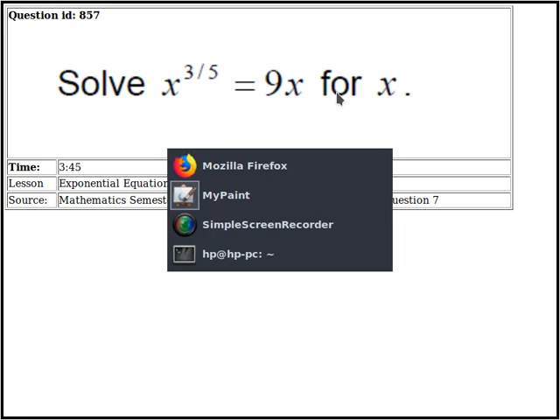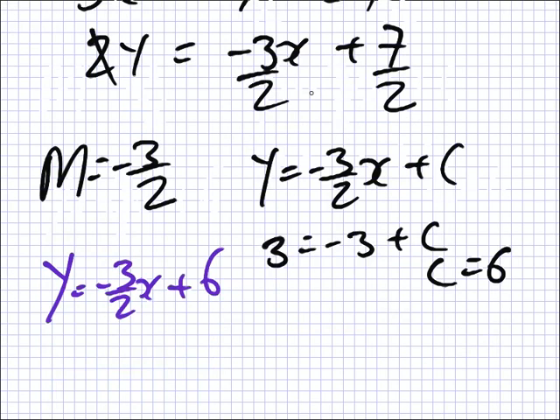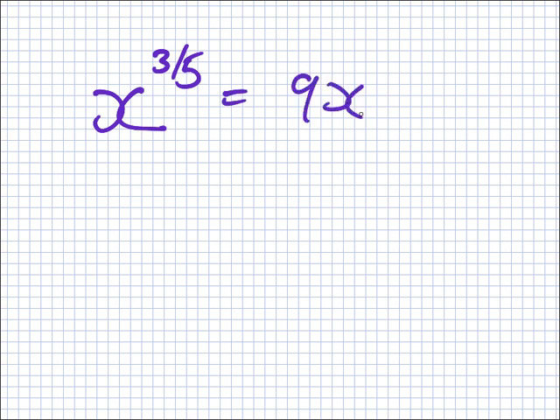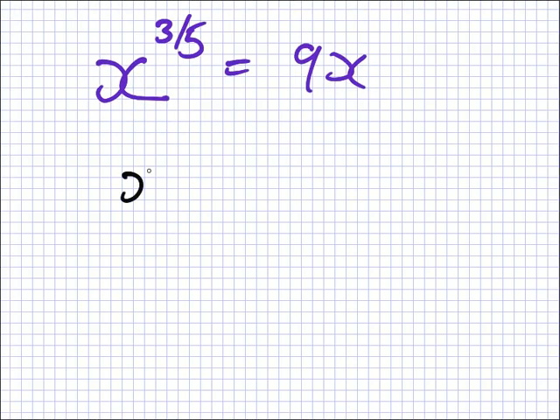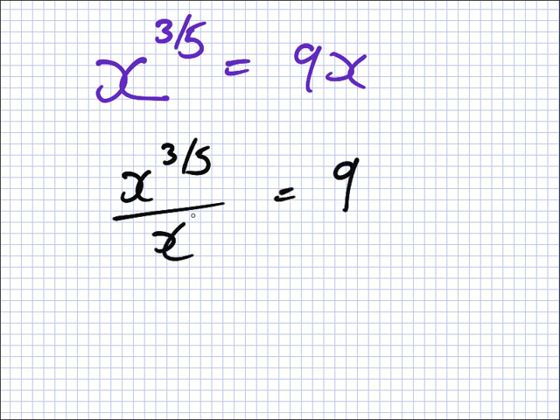Let me actually pause this. Okay. What was the equation? x power 3 over 5 equals 9x. Okay, so the first thing I'll do is just divide by the x to get the x's on the same side. And that's x power 1. Division means you subtract the powers, doesn't it? 3/5 minus 1 is minus 2/5. And I don't want x power minus 2/5, I want x.